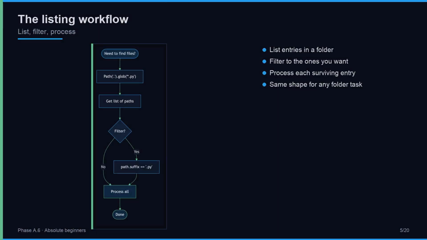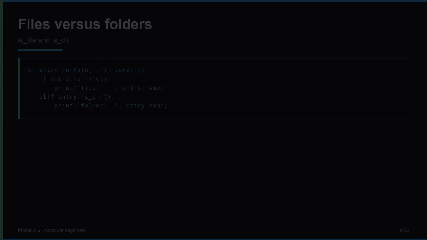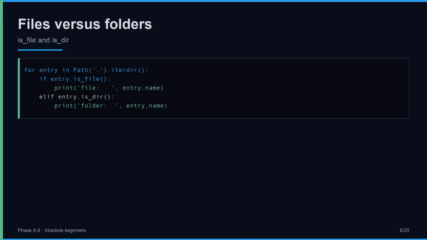Here is the shape of almost every directory script. You start with a folder and list its entries. Then you filter, keep only the files, or only a certain extension, or only entries that match a pattern. Then you process the ones that survive the filter, read them, rename them, copy them. List, filter, process. Whether you have 10 files or 10,000, the shape stays the same.